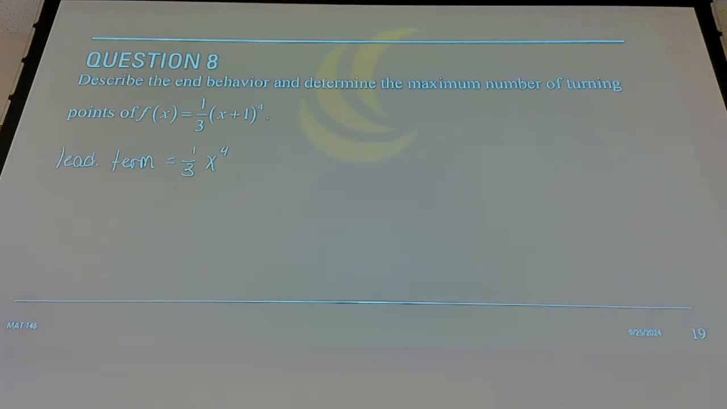But since we're just looking for the leading term, what is the leading term of x plus 1 expanded to the 4th power? Just x to the 4th. That's why it's 1/3 x to the 4th, and we don't care about the rest of it. If you're curious, that would be x to the 4th plus 4x cubed plus 6x squared plus 4x plus 1.